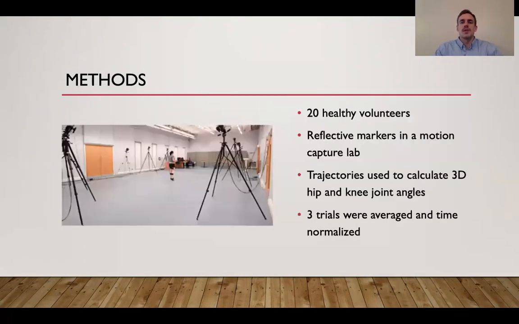So we looked at 20 healthy volunteers, 10 male and 10 female, in a motion capture lab using the Qualisys program. We attached reflective markers on bony anatomical landmarks on the hip, knee, and ankle, and then trajectories were used to calculate 3D hip and knee joint angles. For each subject and for each exercise, they did five trials, and the middle three trials were averaged and then time normalized for each subject.